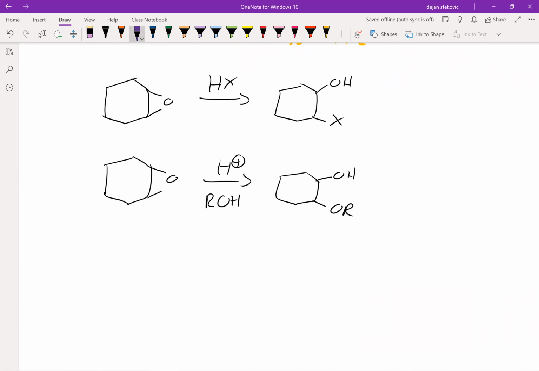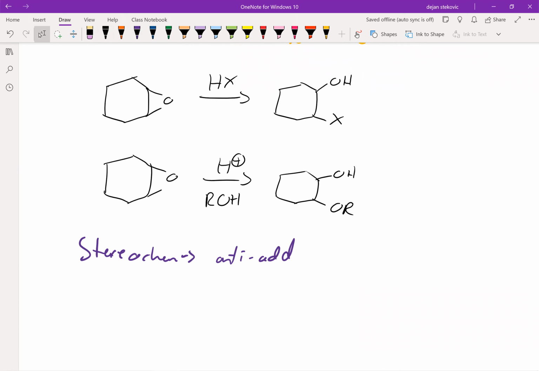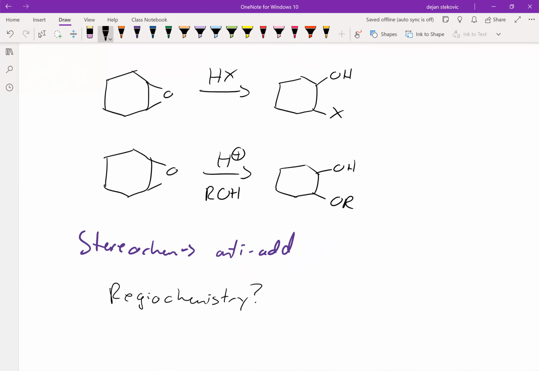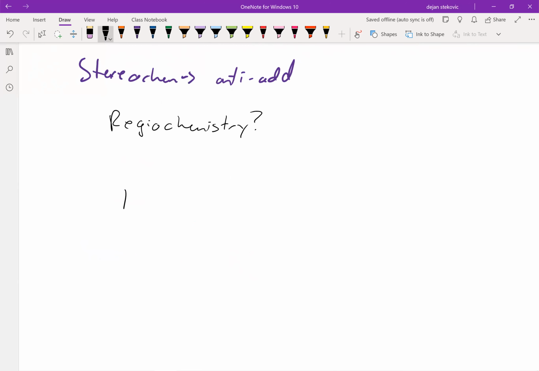In terms of the stereochemistry, it's always going to be an anti-addition, right? No matter what, these epoxide ring openings are always anti-additions. The regiochemistry is a little bit more complicated. And we have kind of two options here, right?